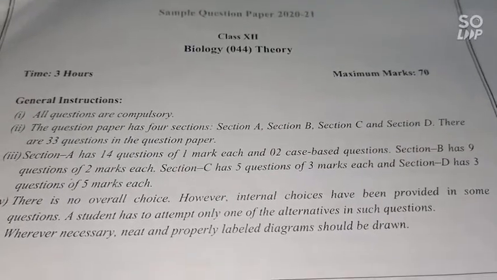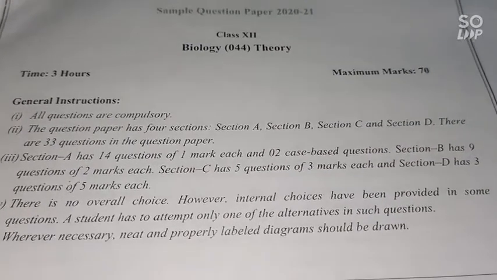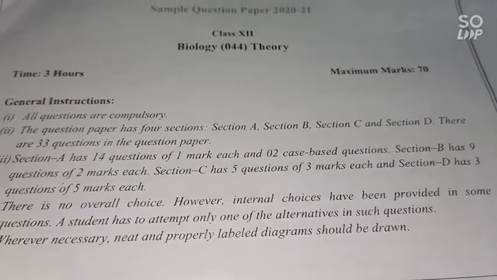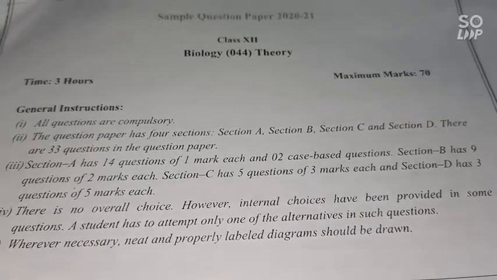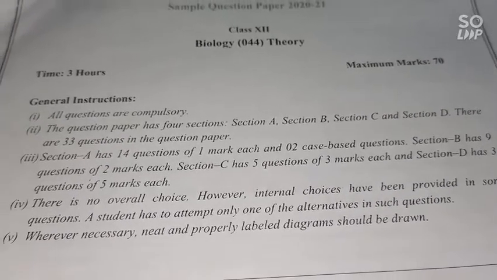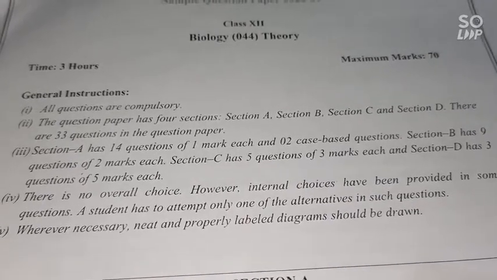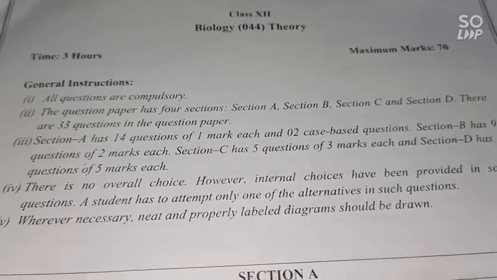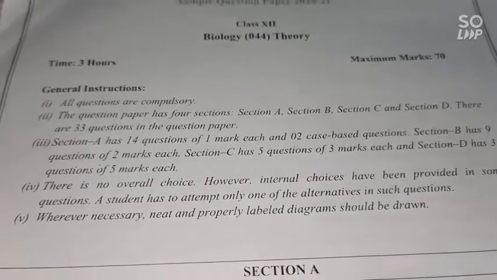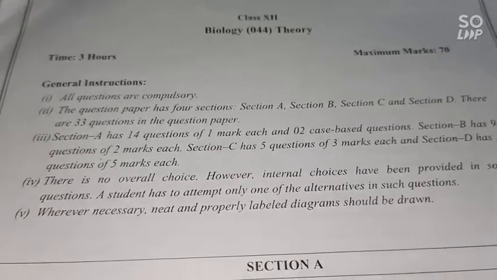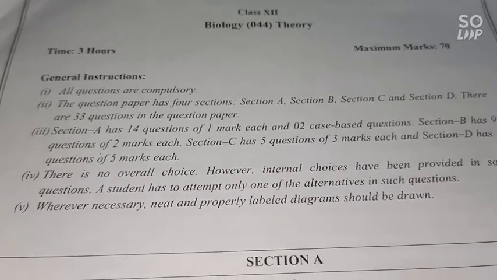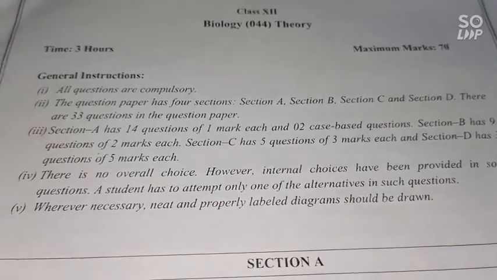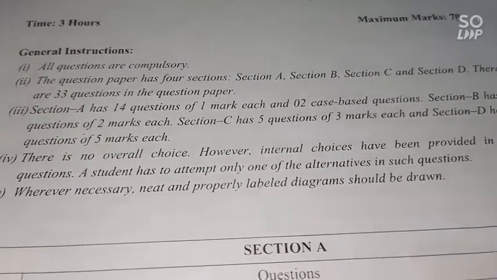Section B has 9 questions, 2 marks each, and section C has 5 questions, 3 marks each, and section D has 3 questions, 5 marks each. So that's very clear. Only in section A there is an enormous change, because usually we get only 5 question-answer type questions, but here there are 14 questions plus 2 case-based questions. So we used to have 2 marks, 3 marks and 5 marks. The pattern remains the same over there. So only in section A has the enormous change been created.